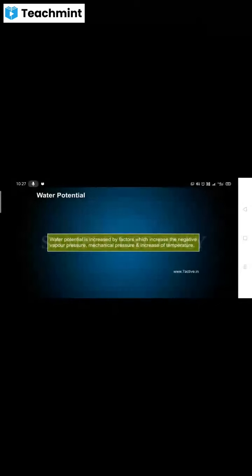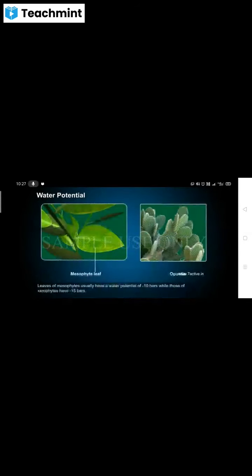Sometimes solutes reduce the relative water vapor pressure. That is, by addition of solutes, negative pressures or tensions are created. The water potential is increased by factors which reduce negative vapor pressure, by mechanical pressure and by increased temperature. As you know, the leaves of mesophytes have a water potential of minus 10 bars, while those of xerophytes have minus 15 bars. So this is all the detail about water potential.